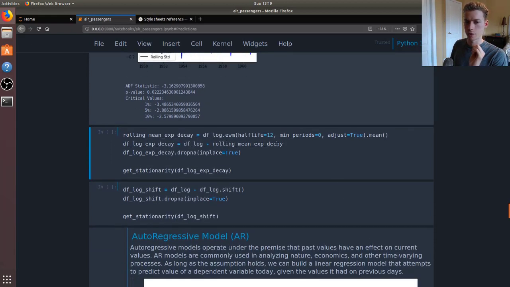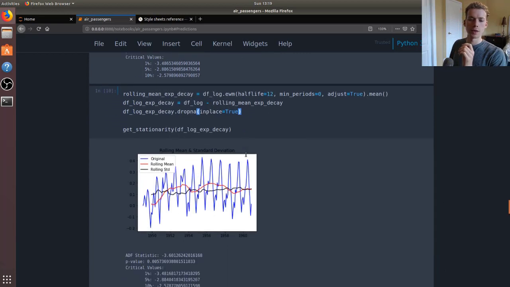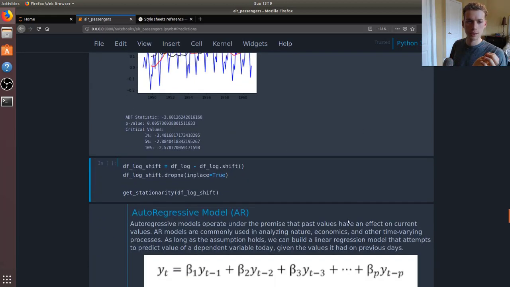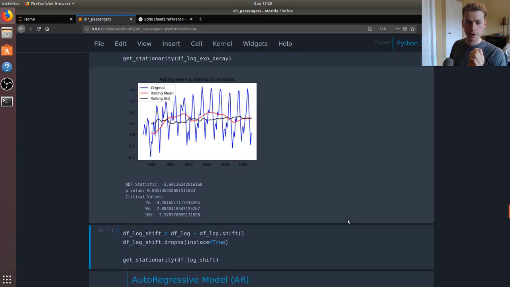Another way we could go about transforming our time series so that it is stationary is to use exponential decay. And if I go ahead and run this, you can see again that our rolling mean and rolling standard deviation are close to parallel with the x-axis, so they're almost constant. If we look at the ADF statistic right here, it is closer to the critical values than before the test, but it's not as good as subtracting the rolling mean. If we look at the p-value right here, it is slightly above our threshold, so it is 0.0057.